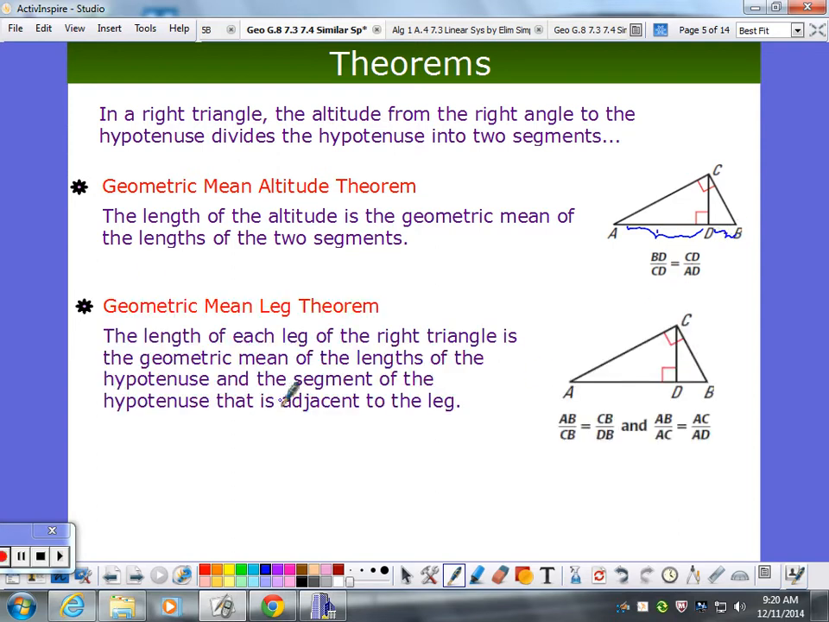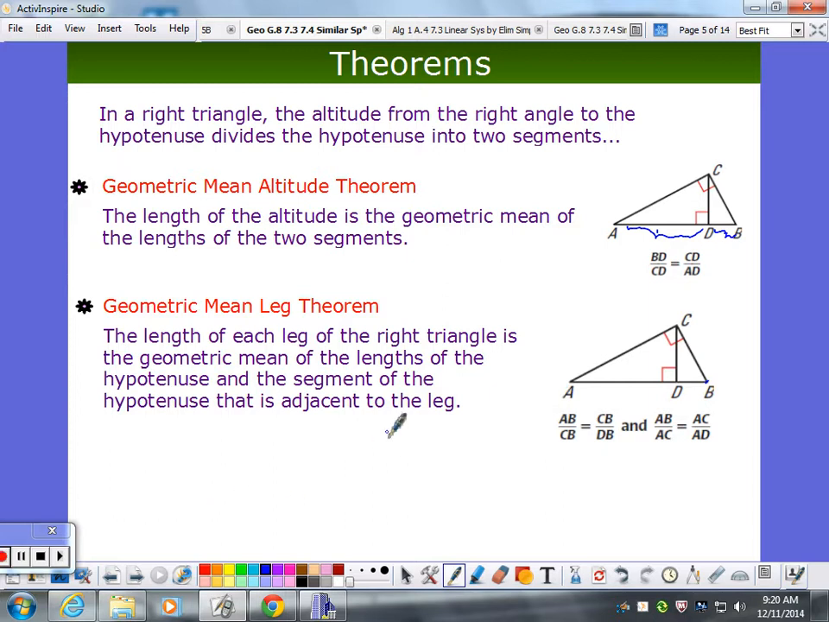We also have a leg theorem with the geometric mean. If you look at the leg, it's going to be the geometric mean, now watch carefully, of the segment closest to the leg you're interested in, times the whole thing, take the square root. If you want the other leg, it's the geometric mean of the segment closest to that leg you're interested in and that whole piece. Best way to see this is through an example.